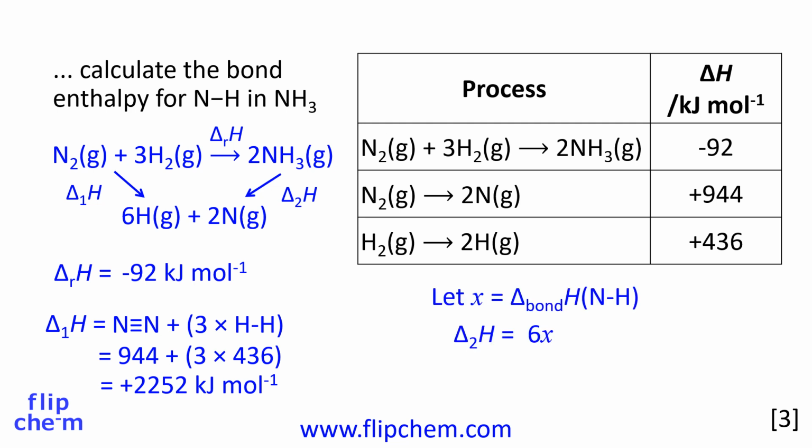We need to work out the NH bond enthalpy. I will call this value X. Delta 2H is equal to 6X. 6 NH bonds are broken when 2 moles of ammonia are split into atoms.